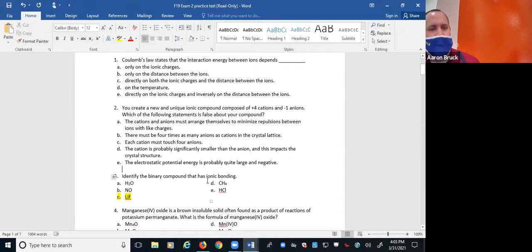All of the other ones are going to be covalent because they're all non-metallic. Hydrogen and oxygen are both non-metallic elements. Nitrogen and oxygen are both non-metallic elements. Carbon and hydrogen are both non-metallic elements. Hydrogen and chlorine are both non-metallic elements. They participate in covalent bonding. We can draw Lewis structures for all of them that show how they share electrons with each other. For lithium fluoride, we can draw a Lewis structure for it, but it's going to be a lithium ion and a fluoride ion. We're going to talk about how they're attracted to each other electrostatically as opposed to through a sharing of electrons.